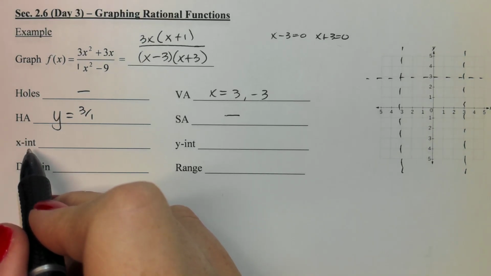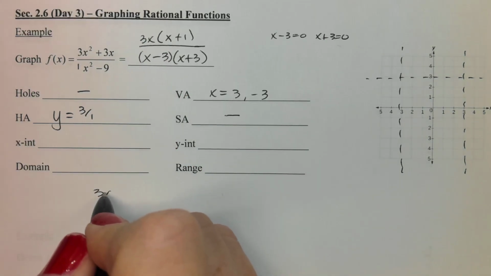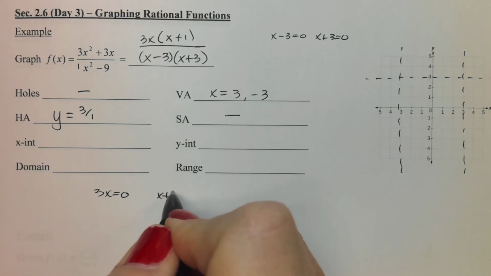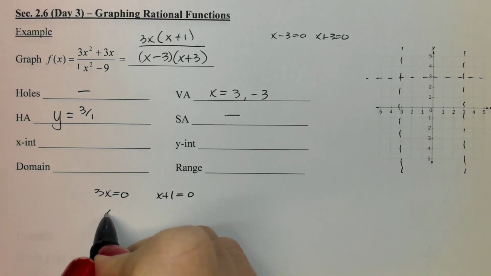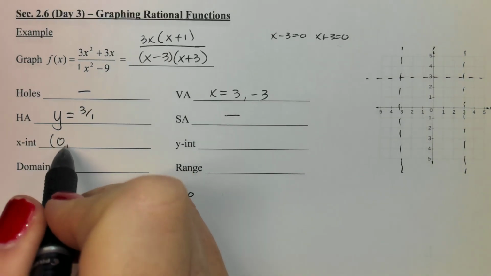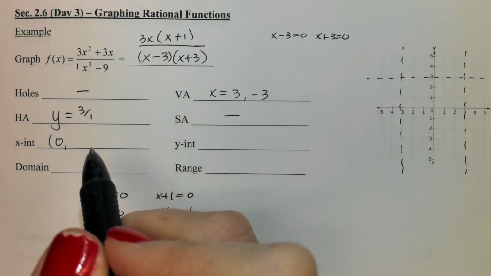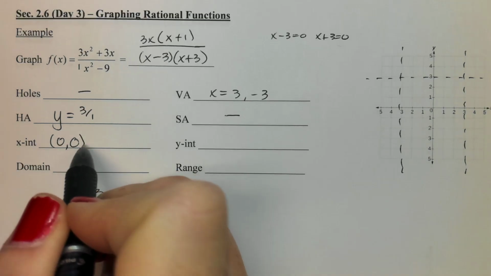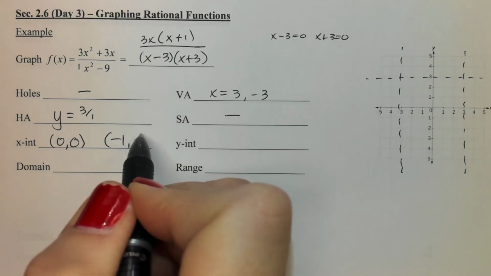X-intercept: solve when the numerator equals 0. We have two things up there, so 3x is going to equal 0, and x plus 1 is going to equal 0. So this one will be 0, and this one will be negative 1. So I have two different x-intercepts. Sorry, brain fart there, and then this one's negative 1, 0.